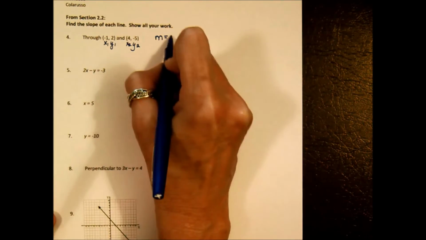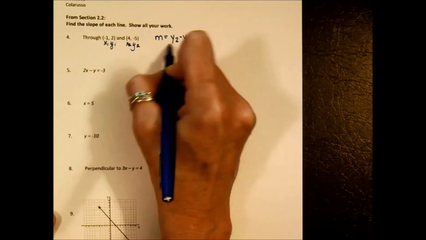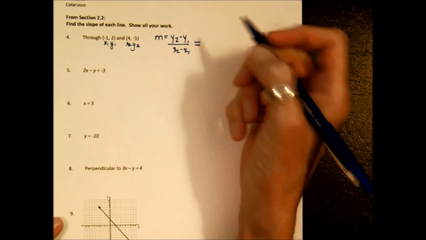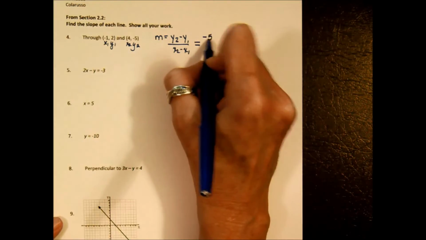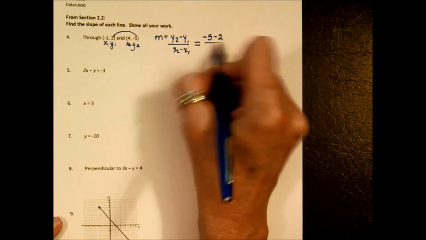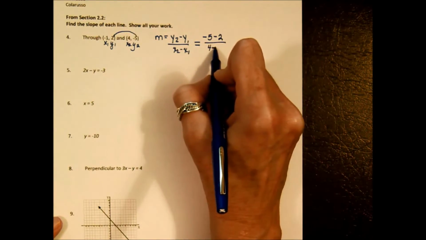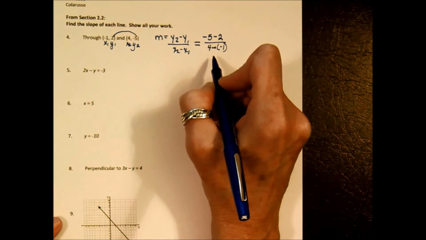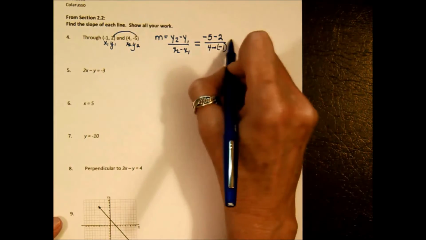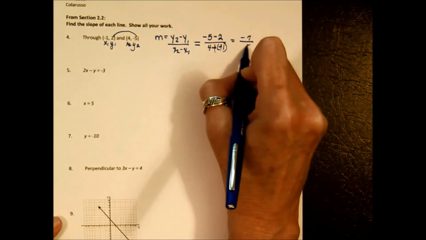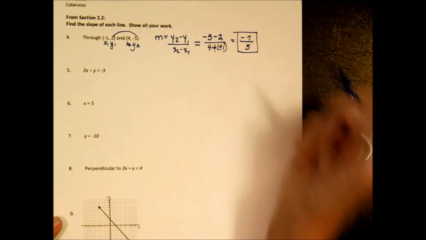And now I'm going to use my slope formula. M equals y2 minus y1 over x2 minus x1. And now, being very careful with signs, I'm just going to fill in. So I'm going to have -5 minus 2, that's y2 minus y1, over 4 take away -1. This is where you have to be careful with signs. It's not 4 minus 1. It's 4 take away -1. I have a -7 on the top. Those two negatives make a positive. I have a 5 on the bottom, and my slope is -7/5.